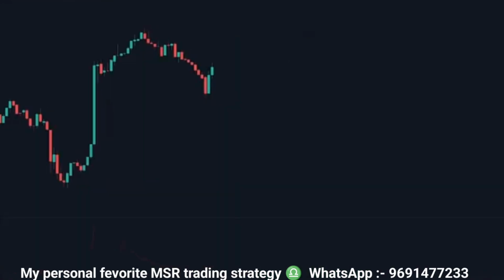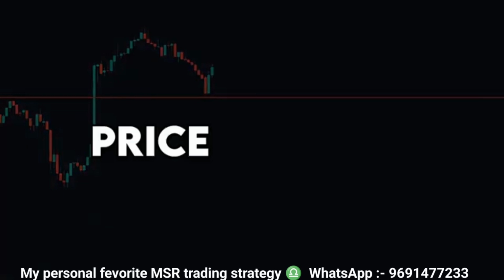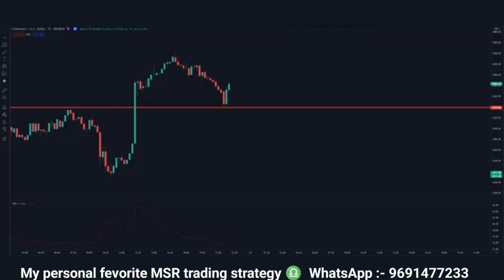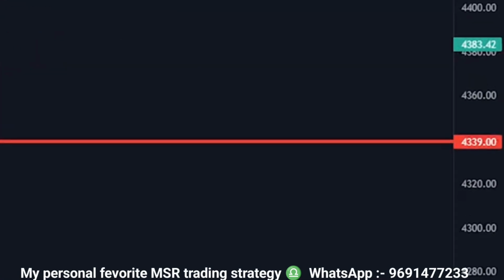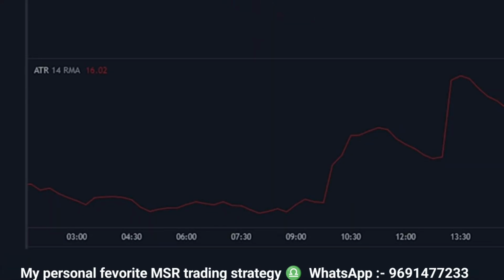Once you find where you want to place your stop loss, say this recent swing low for example, instead of dropping your stop loss a random amount below that level, you should be taking volatility into consideration. So what you do is take the price of the level of where your stop loss is and subtract it with this ATR value. So in this example, our stop loss level is at 4,339 and our ATR value is at 16.02.